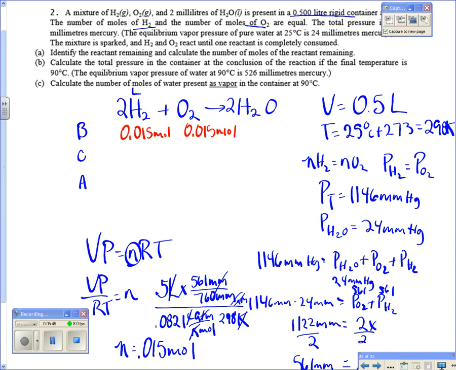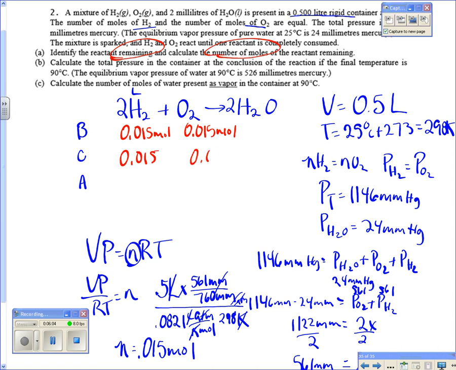If we look, it wants me to identify the reactant remaining. So I know, even without doing any math, I could have said the reactant remaining is oxygen. But then it wants the number of moles of the reactant remaining. So that's why I need to do the BCA. So we know that it's about the hydrogen.